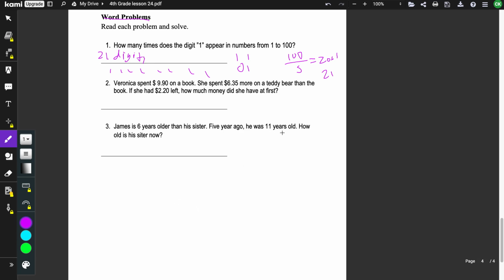So 5 years ago, he was 11 years old. So how to solve this is we're going to do 11 plus 5, because this was 5 years ago, which gives you 16, and then 16 minus 6, because James is 6 years older, which should give us 10. So that means his sister is 10 years old. And yeah, that's basically it.